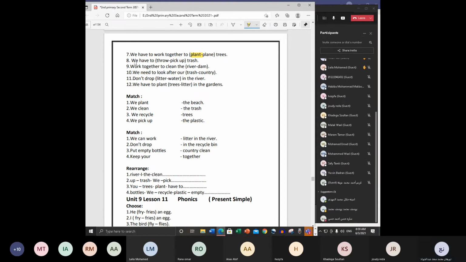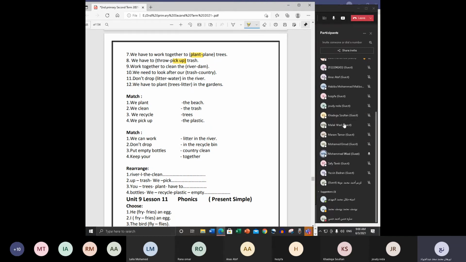Number 8. We have to throw or pick up trash. Throw. Number 8 could be we have to pick up; it's better to say pick up trash, but throw also works: we have to throw trash in the trash can. Fine, but let's make it pick up.